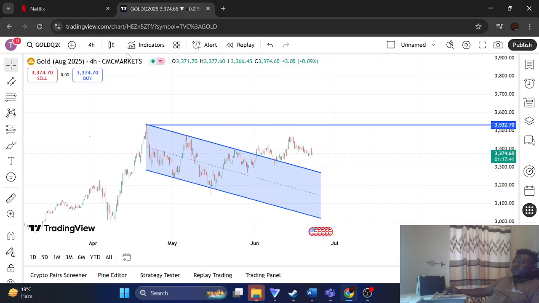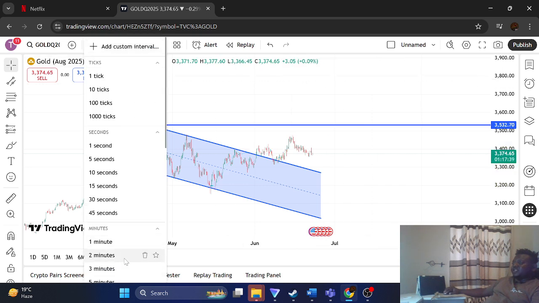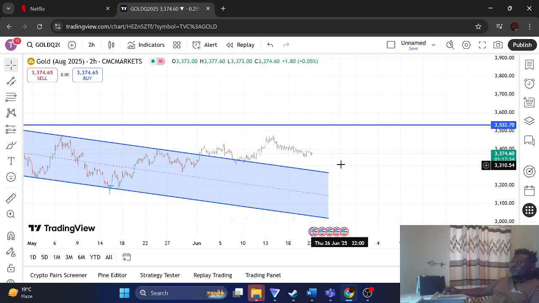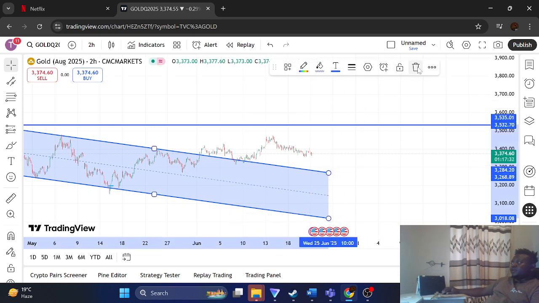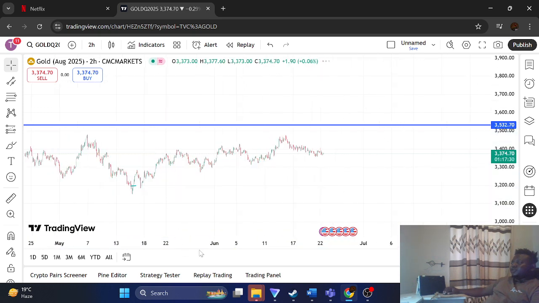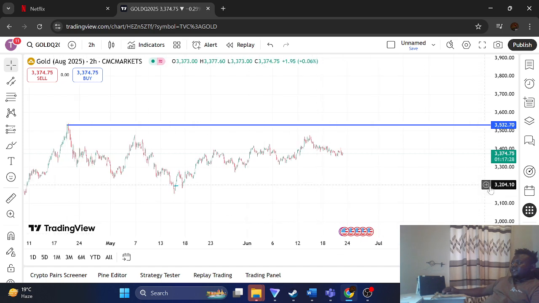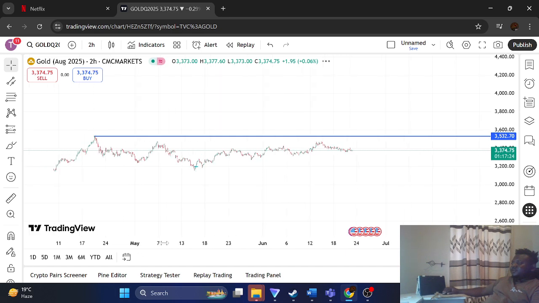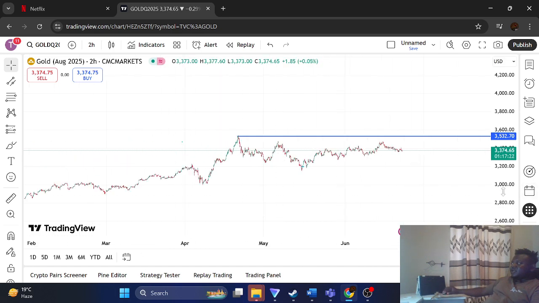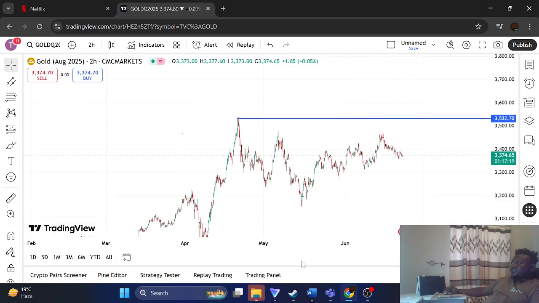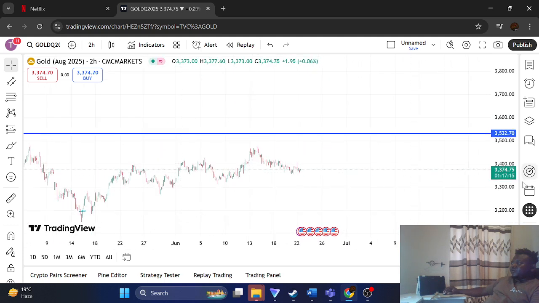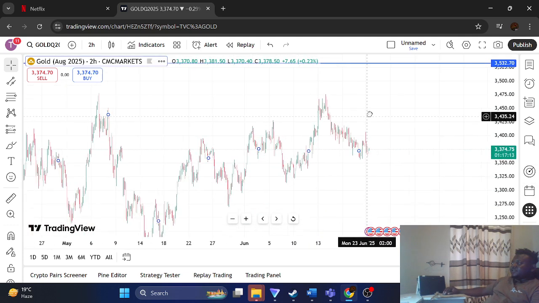So the next move we do is move on to the 1 hour time frame or the 2 hour time frame. What I usually like to do is remove the noise in the markets. So how do we remove the noise in the markets? We start using the line chart. We select the line chart.